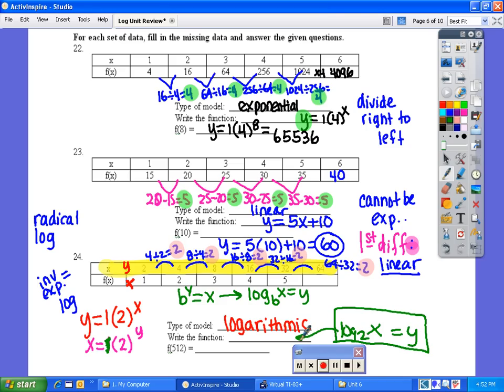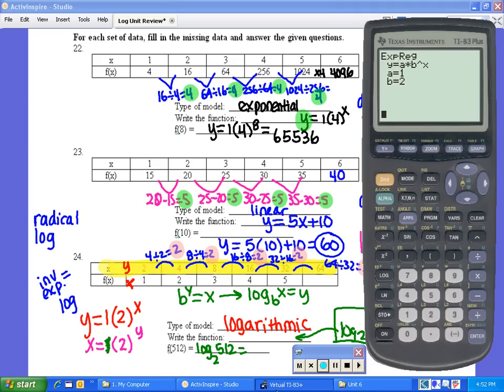That's the function. So remember, get the exponential, switch the x and the y, because remember we switched them here, and then rewrite it as a log. Okay, last step will be to find the log base 2 of 512, which means you're going to place it into your calculator with change of base, like we did in the beginning. Log 512 divided by log 2 gives you 9.